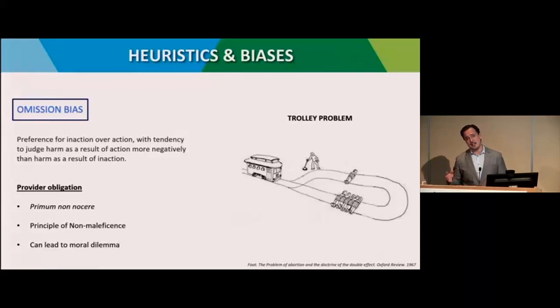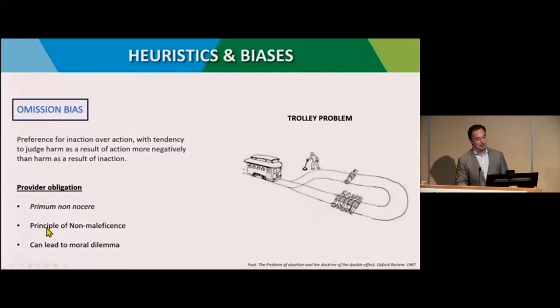And this leads us into the concept of biases, particularly the omission bias, which we'll talk about now, and the commission bias, which I'll touch on in just a moment. So the omission bias is that we have a preference for inaction over action, with a tendency to judge harm as a result of an action more negatively than harm as a result of inaction. And this plays very heavily on us as physicians. Primum non nocere, first, do no harm. It is a very tenet of who we are as a profession.